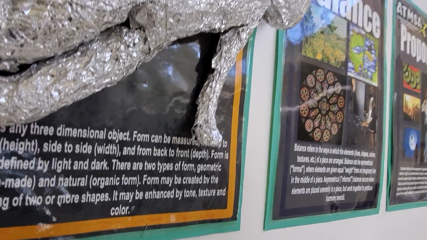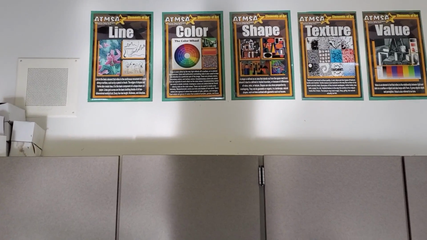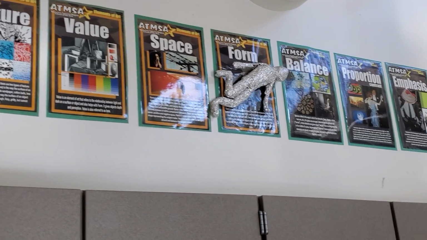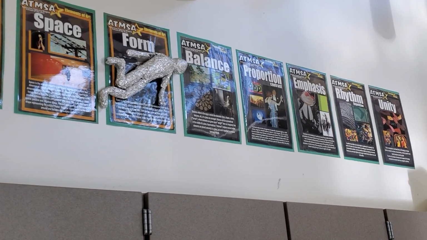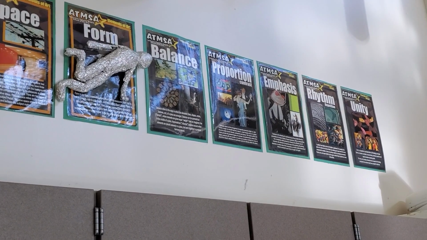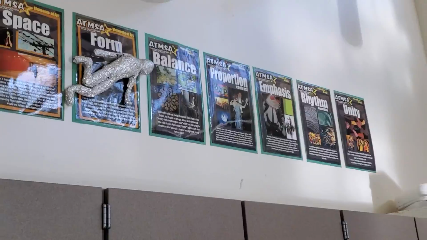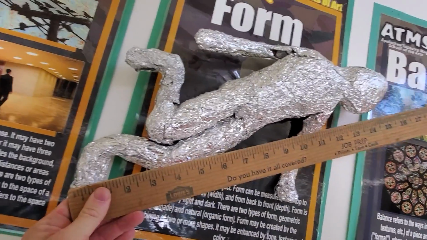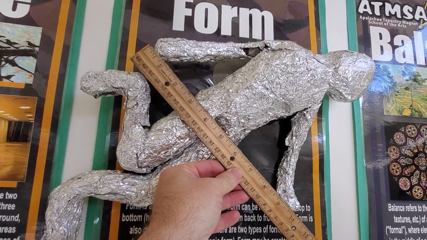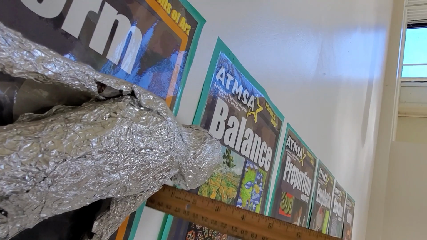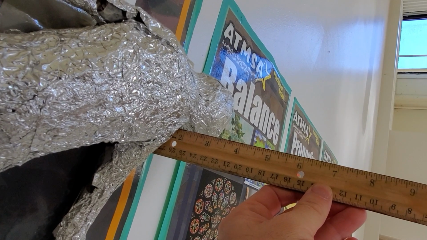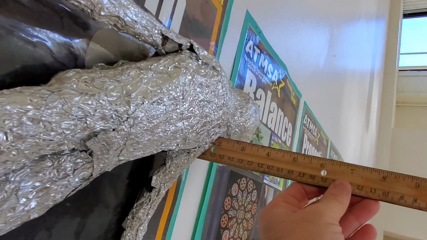I could have glued my shoe, I could have glued a chair, I could have glued a marker or a water bottle, but no, I made a tinfoil man because the tinfoil man, it's enhanced by texture, it reflects light and shows form very easily. I can measure how tall it is, about 18 inches. I can measure how wide it is, about 10 inches wide, and I can measure the depth. I can measure how far out of the wall he is sticking, and that is about 3 inches.